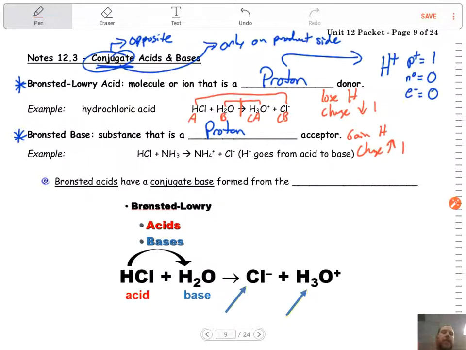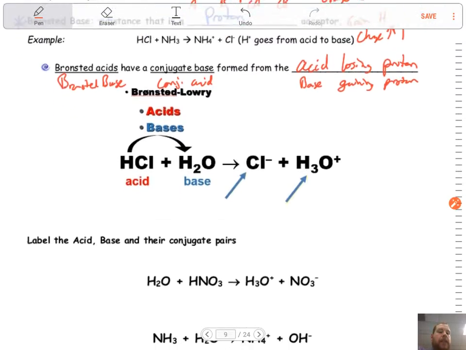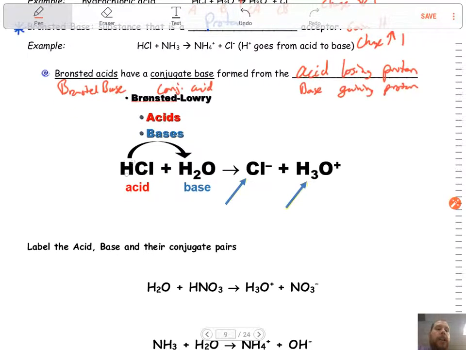Bronsted acids have a conjugate base formed from the acid losing a proton. That's kind of what I just summarized. Where on the flip side, if we said a Bronsted base, they have a conjugate acid formed from the base gaining a proton. All right, and this is kind of showing it, right? The H from the acid here goes over and joins the H from the base, so that means Cl became my conjugate base, and H2O became H3O, which became my conjugate acid.